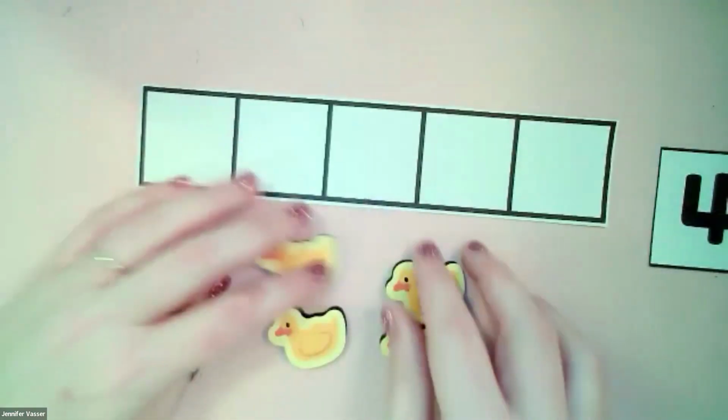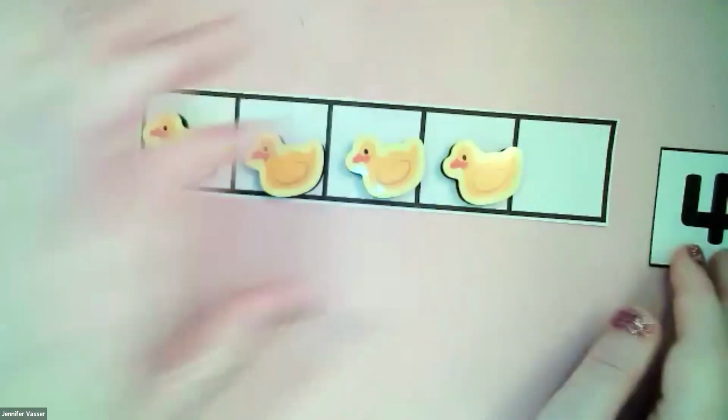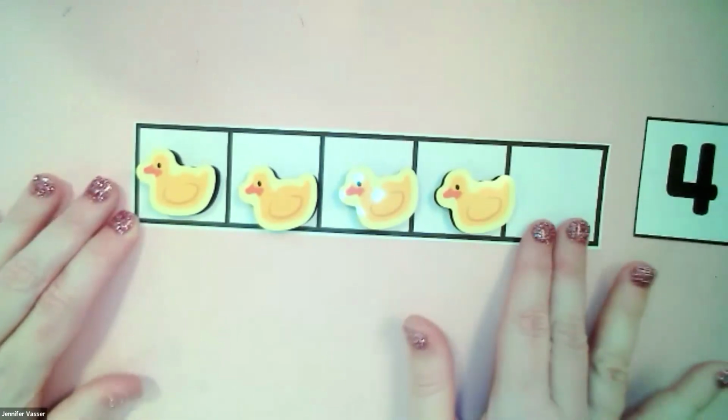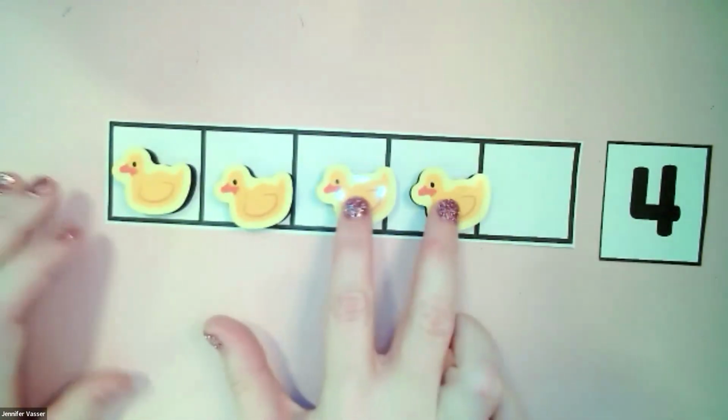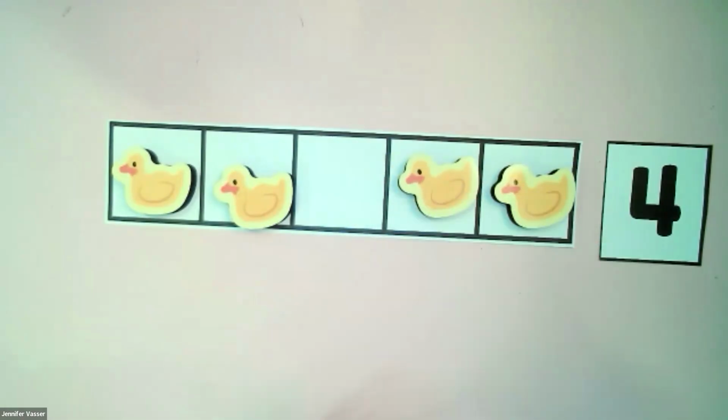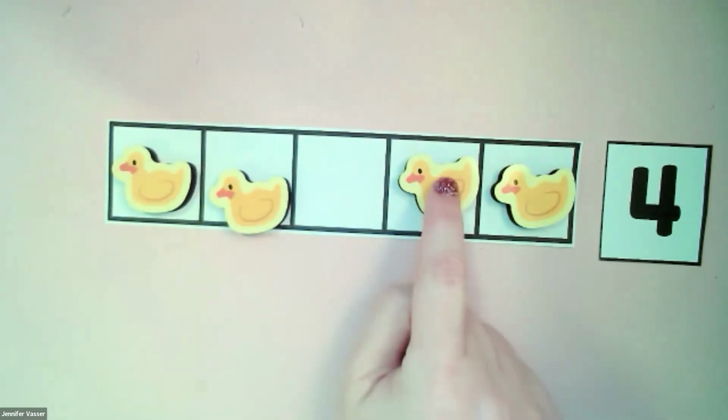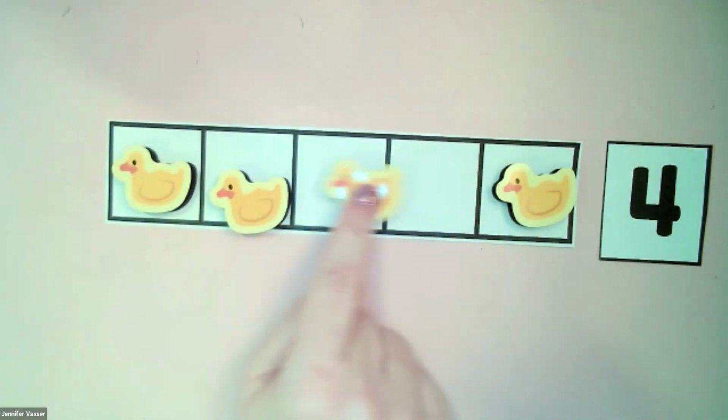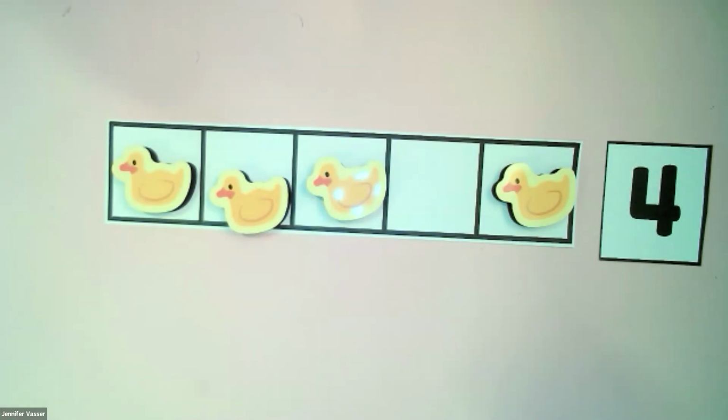I have a question for you, friends. This shows the quantity 4. What if I moved my ducks over here? Does this still show the quantity 4? Yes, 2 and 2 is 4. 1, 2, 3, 4. What if I showed my ducks like this? Do I still have 4? Yes, 3 and 1 is 4. 1, 2, 3, 4. If you're not sure if the quantity is the same, you can always count the set.